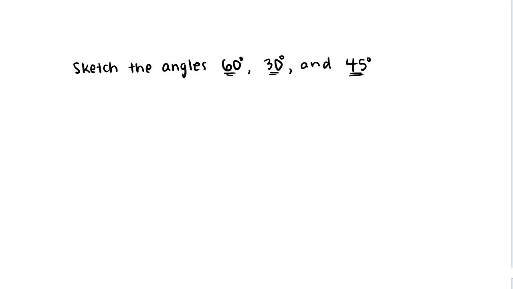Okay, so 60 degrees, what does that look like? Well, if I have my initial side here, I know if I were to go all the way across, I would have 180 degrees. And 60 degrees is a third of 180. So maybe I'll put a little dotted ray to show 180 degrees. If I split this up into thirds, this here represents 60 degrees.